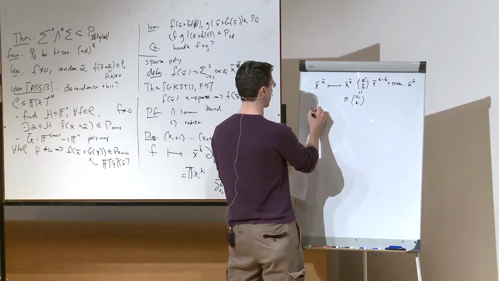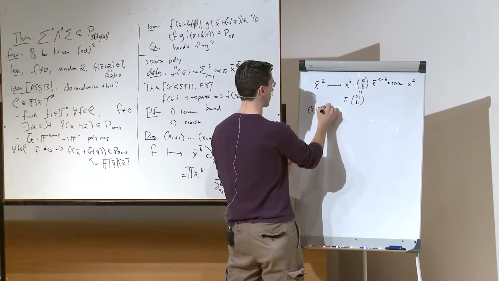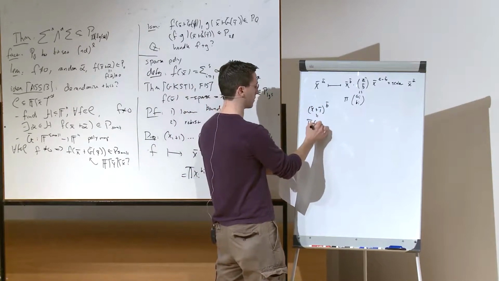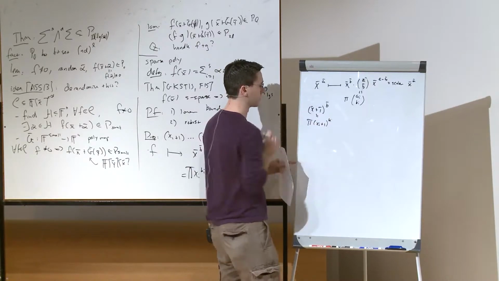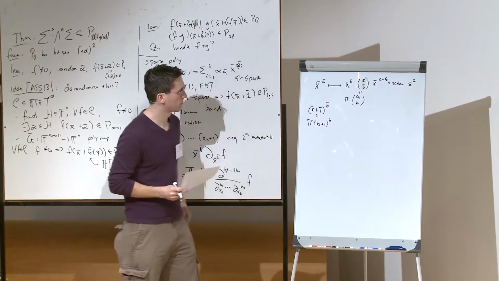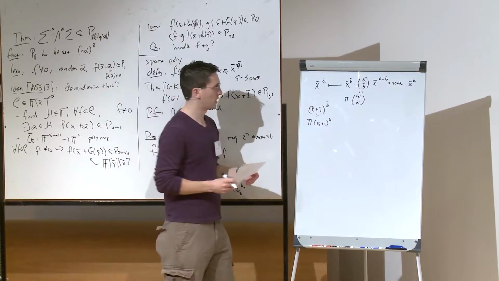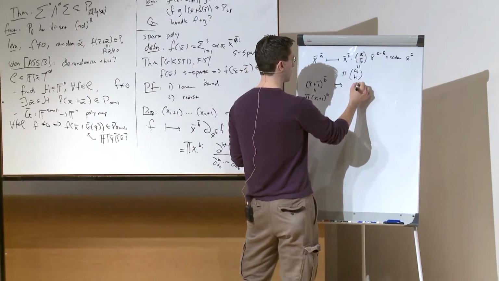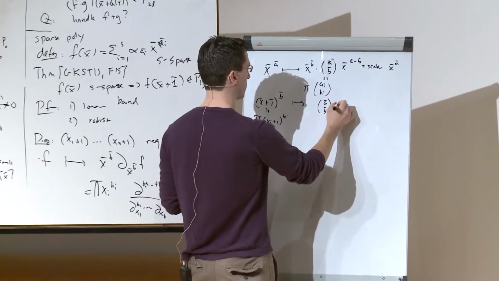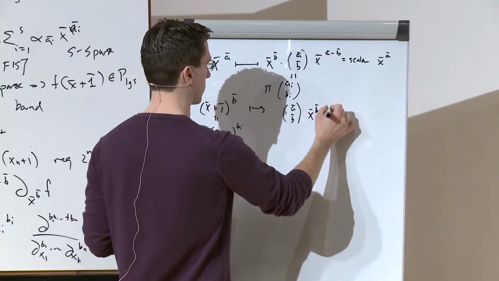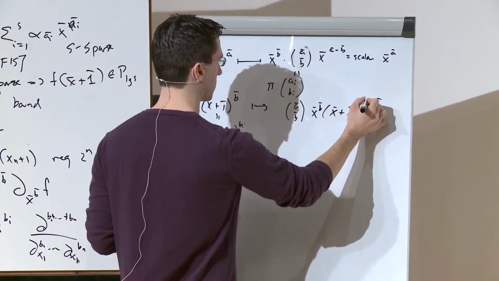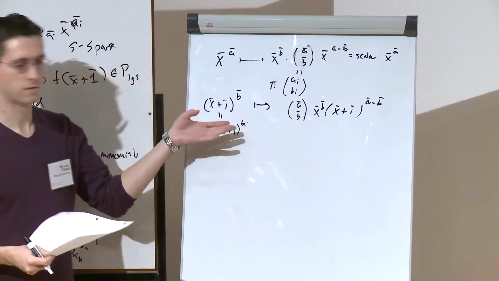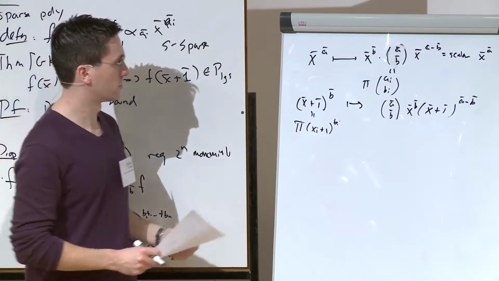But what happens when you have a translated monomial? Okay, so what is this thing? This is just the product of xi plus 1 to the bi. So this is the vector of all ones. What happens when you do this map? Well, what you're going to get is a choose b, x to the b, x plus 1 to the a minus b.